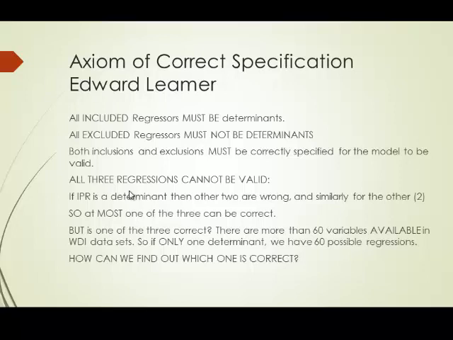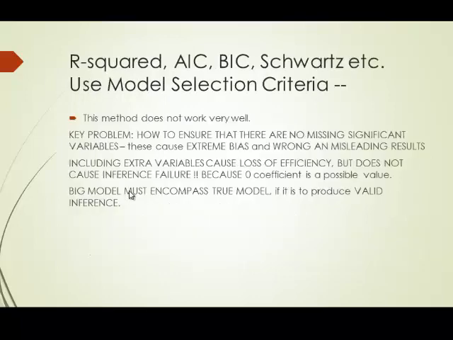Because the axiom of correct specification says that unless you have the correct model, if you just pick regressors at random and you play with them at random, your chances of picking the right model are 1 in a trillion. So if you just say, okay, I like these 5, 6 variables and I'm going to run a regression, then you're already dead, because that's not going to be the right model by any means. There's just no chance. So how can we get to the true model?